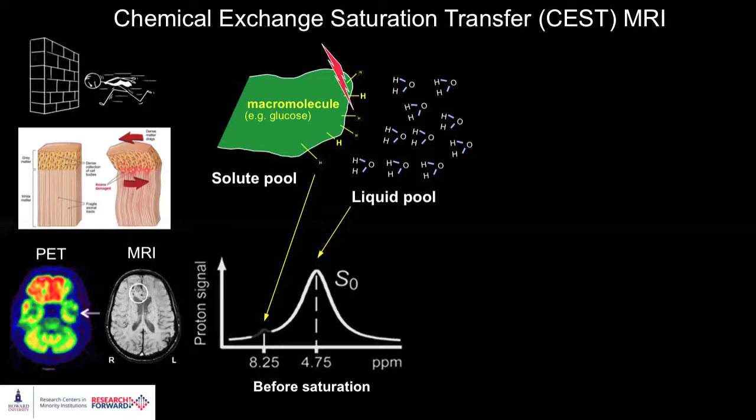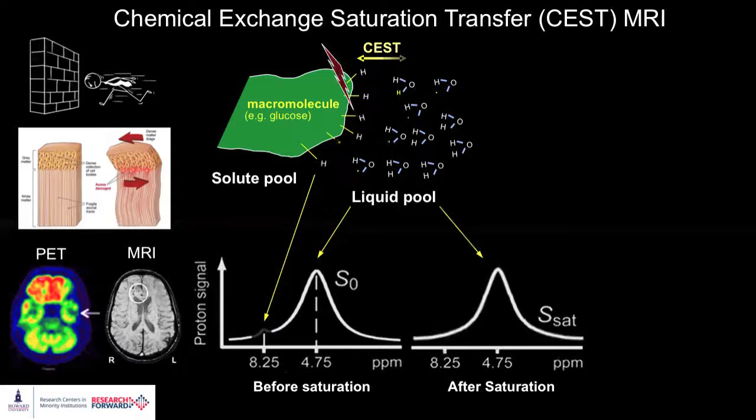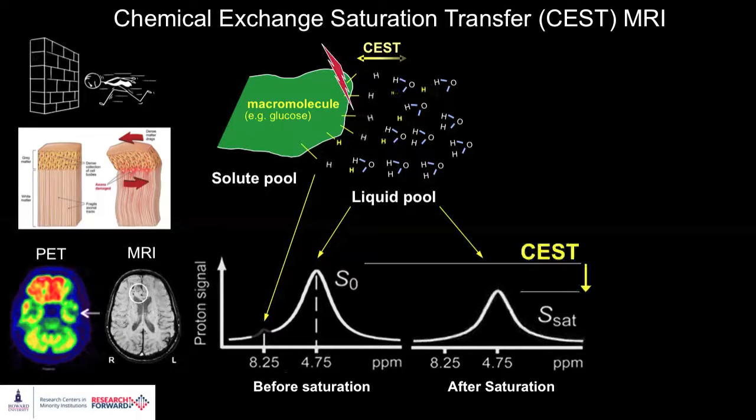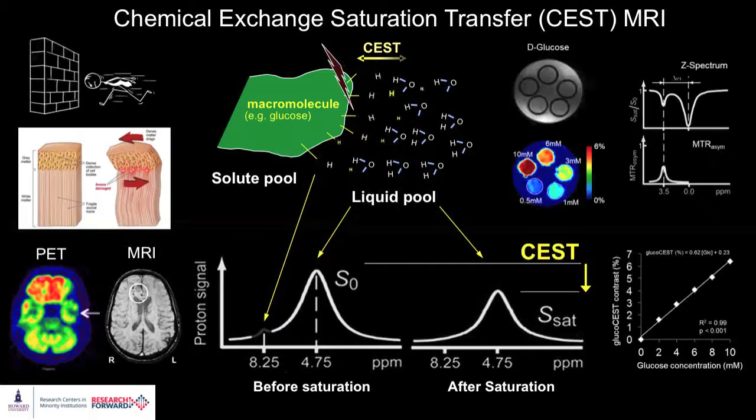MRI detects the signal from the chemical shift of proton pools. These protons are movable and constantly exchange between different pools. CEST MRI applies RF pulses to saturate these proton signals at certain chemical shifts and observes signal exchange between the pools, as shown in the CEST spectrum. The CEST image is calculated by MTRasym analysis of the spectrum. As you can see, CEST imaging can distinguish glucose at different concentrations in a linear relationship.